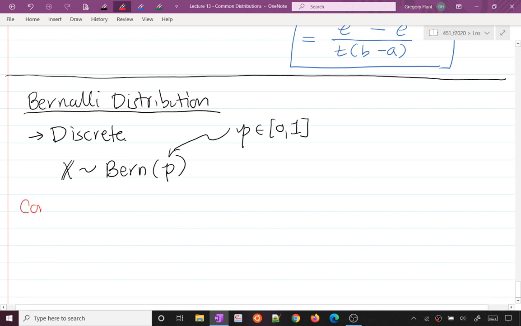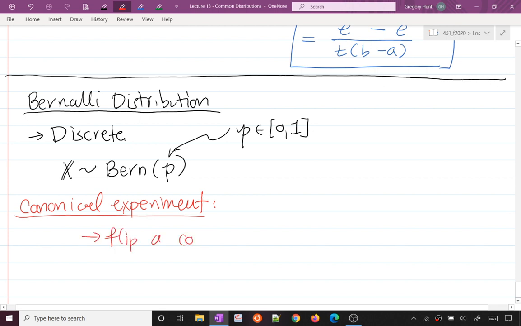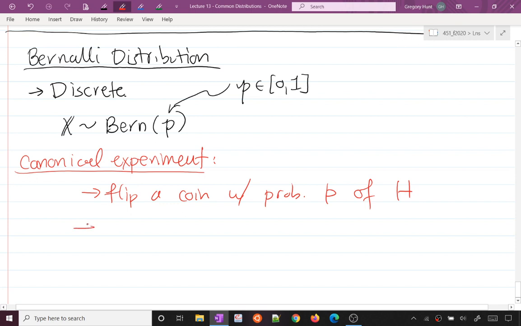And the canonical experiment for a Bernoulli distribution is that I flip a coin with probability p of heads. If I flip a coin, it has a probability p of coming up heads, and I'm going to say x is equal to 1 if I get a heads and 0 if I get a tails. Okay?